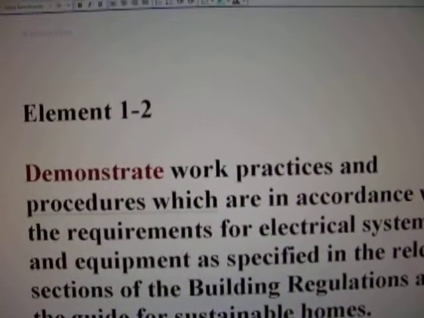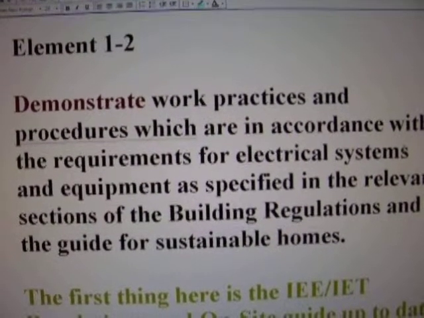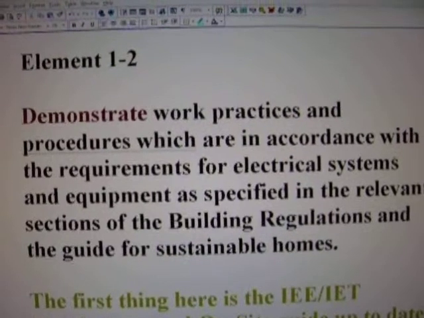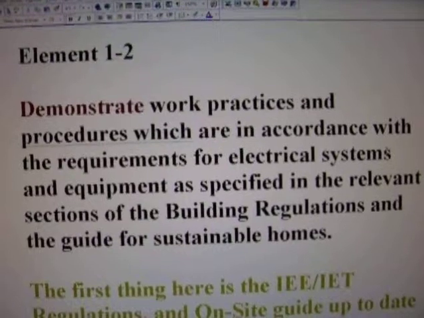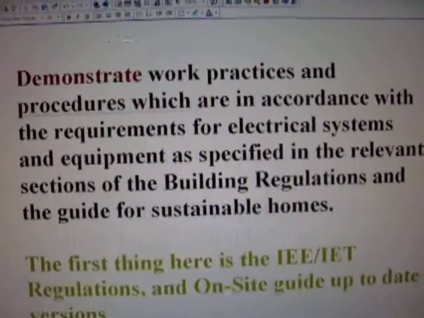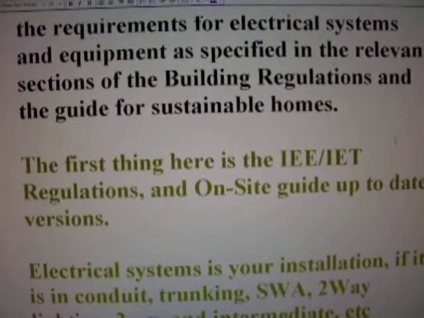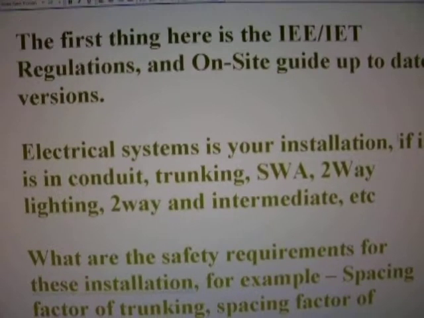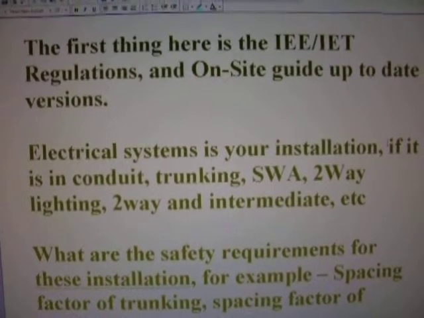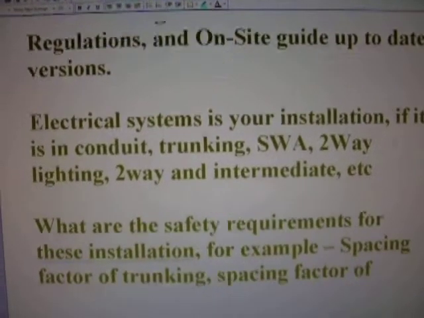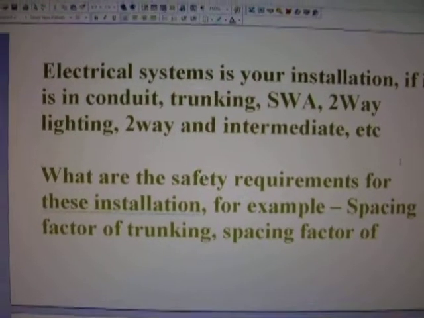Now, element 1-2. Demonstrate work practices and procedures which are in accordance with the requirements for electrical systems and equipment as specified in the relevant sections of the building regulations and the guide for sustainable homes. Now, the first thing here is the IEE and IET regs. Okay. Electrical system is your installation, if it is in conduit, trunking, SWA, two-way lighting circuit, etc., etc. Okay. What safety requirements did you put in place to deal with that?